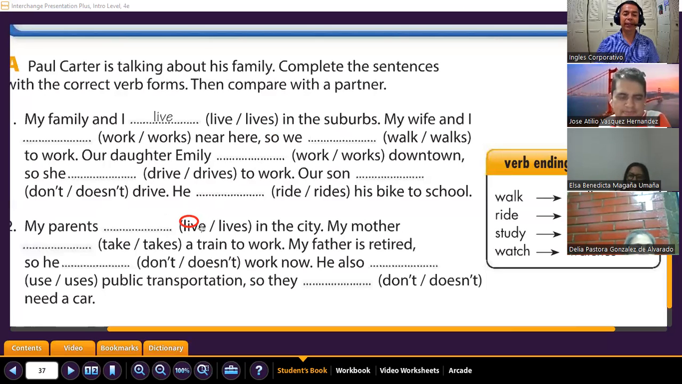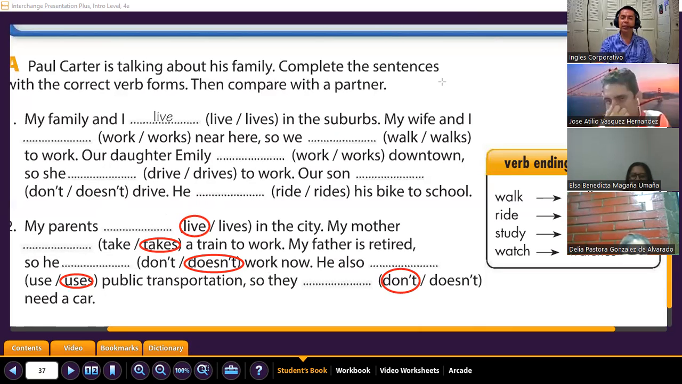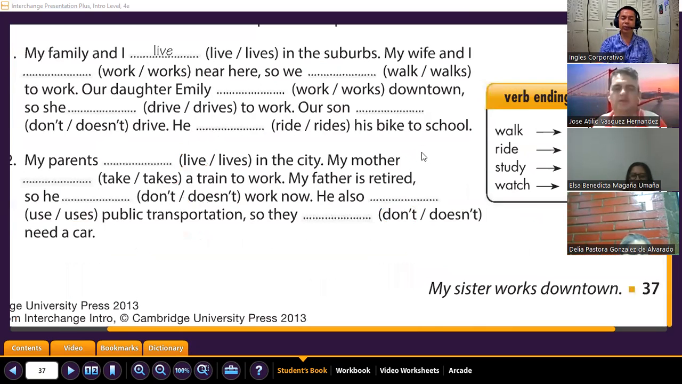Live. Live, right? My mother takes. My father is retired, so he doesn't. He also uses public transportation. So they don't. Don't. They don't need a car. Okie dokie. Nice. Congratulations.